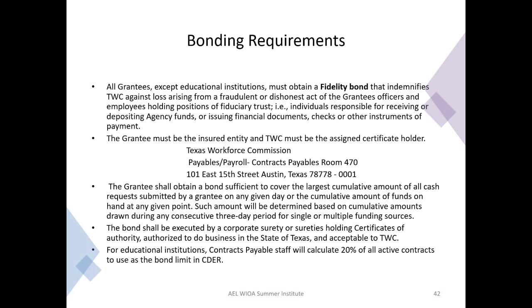Another note is that it needs to be executed by a corporate surety or a surety holding certificates of authority and that are authorized to do business in the state of Texas. For those of you who are not required to send in a bond to us, contracts payable staff will calculate 20% of all of your active contract totals and use that as your bond limit in the cash draw system.